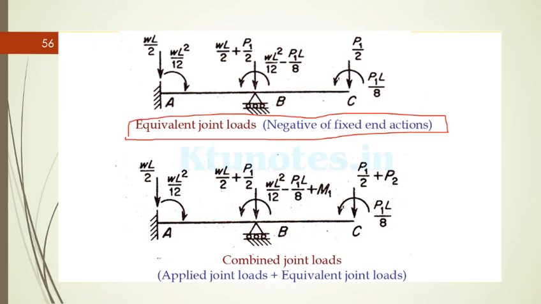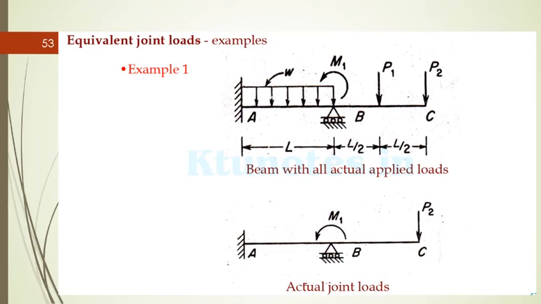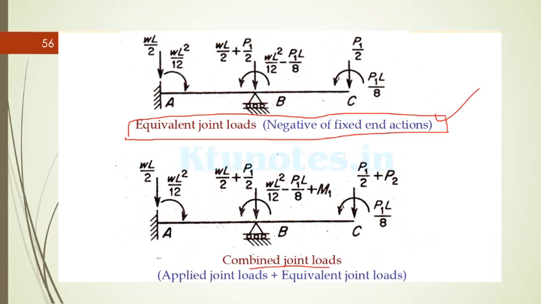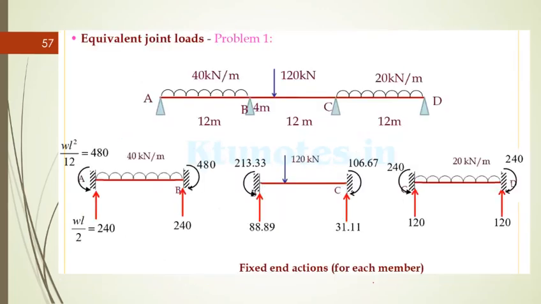next figure. Equivalent joint load, negative of fixed end actions, and then you have to combine the joint load, that is including the actual joint load, right? So this should be added with our obtained equivalent joint load to give the combined joint load. So we have M1, P2 terms also coming in the combined joint load, which is the applied joint load plus the equivalent joint load. So this is the procedure.